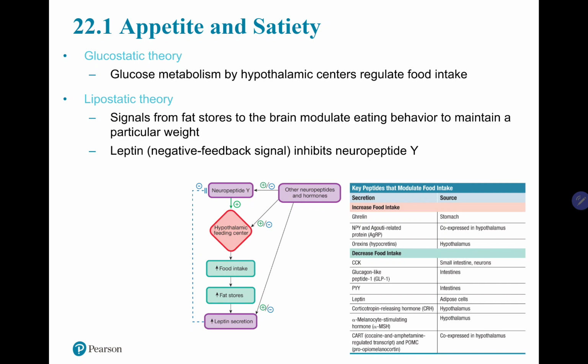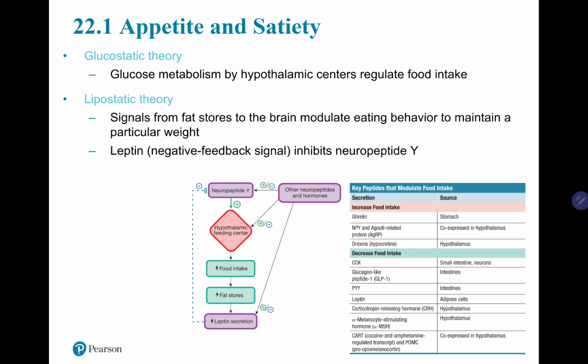And then we also have the lipostatic theory. That lipostatic theory of energy balance proposes that a signal from the body's fat stores to the brain modulates eating behavior so that the body maintains a particular weight. So if fat stores are increased, eating decreases. And in times of starvation, eating increases. However, obesity will result in a disruption of this pathway.